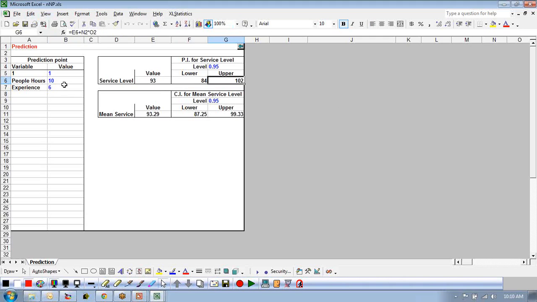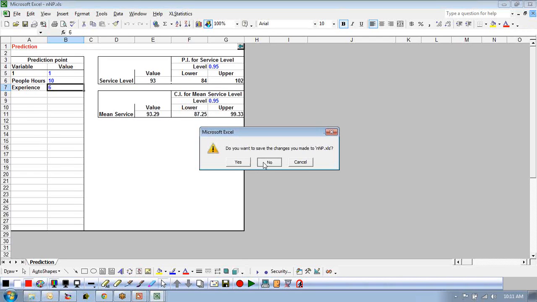But by playing with this model, it can give us an idea of what the limits are of what we need to put in. We can play what-if scenarios now with people hours and experience. Okay? So hopefully that was helpful, and it showed you that by adding experience in, we were able to get a lot more predictive power out of that.